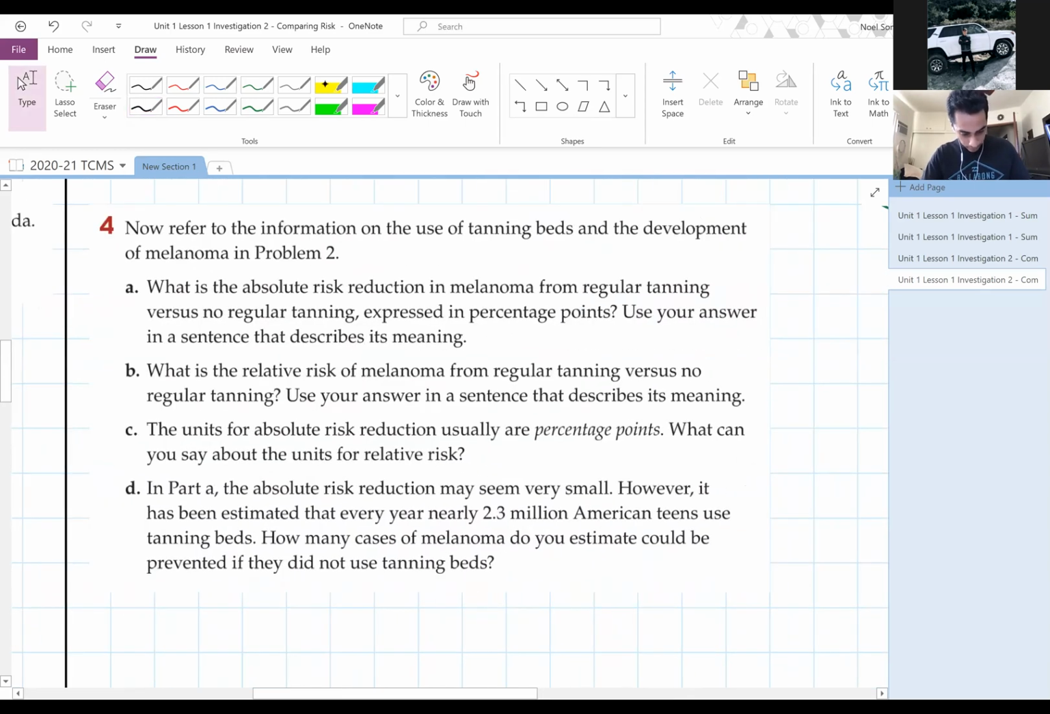All right, so kind of the big important piece for number 4 here, starting with part A, and where it's asking us what is the absolute risk reduction in melanoma from regular tanning versus no regular tanning. And so we have that information already in problem 2. We just kind of have to bring it down and then find the absolute risk reduction. Right? So the absolute risk reduction would be the difference between the two groups.